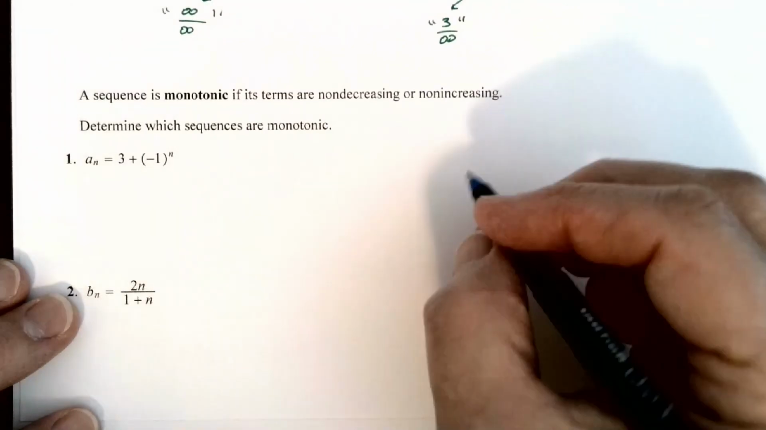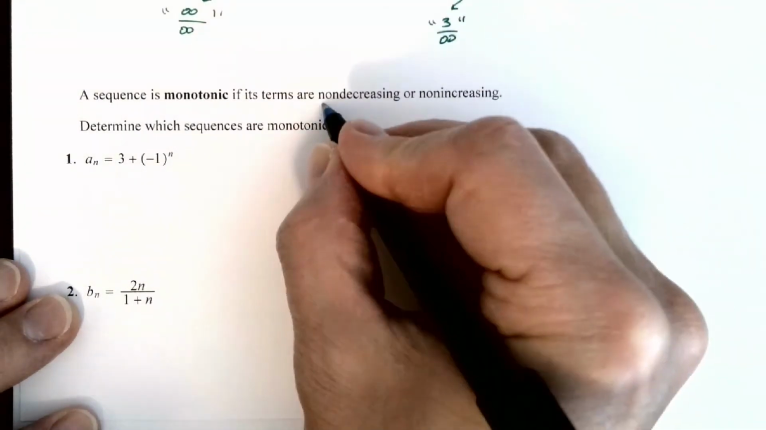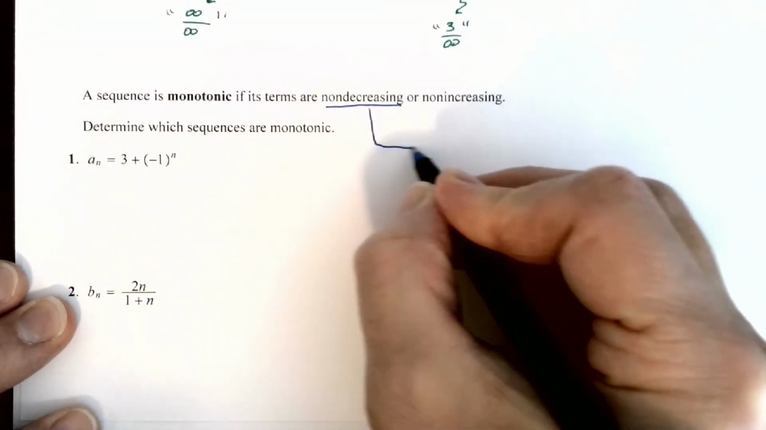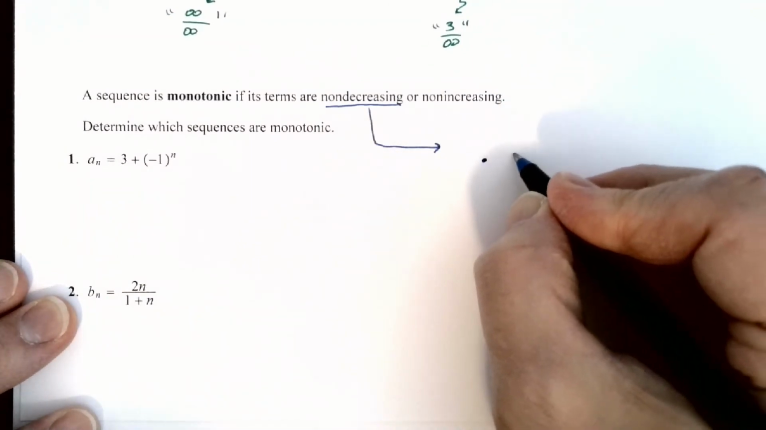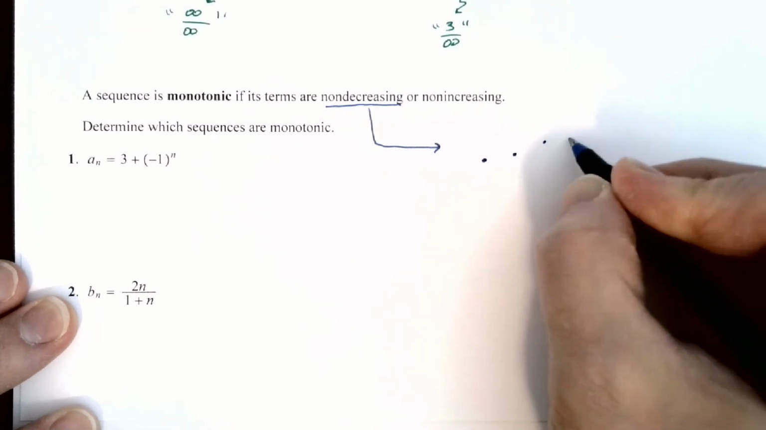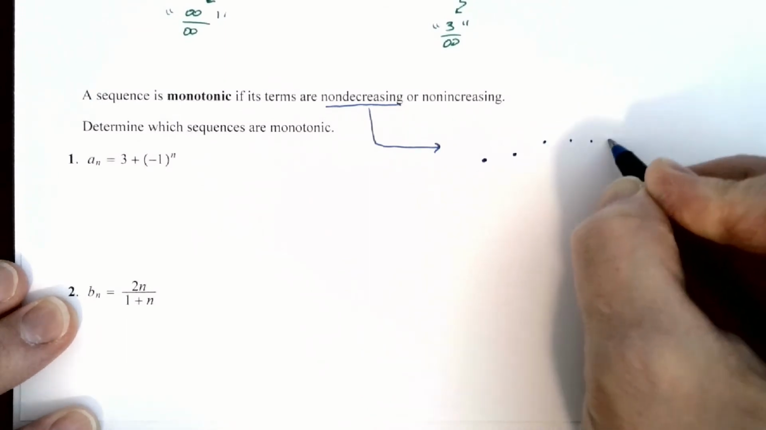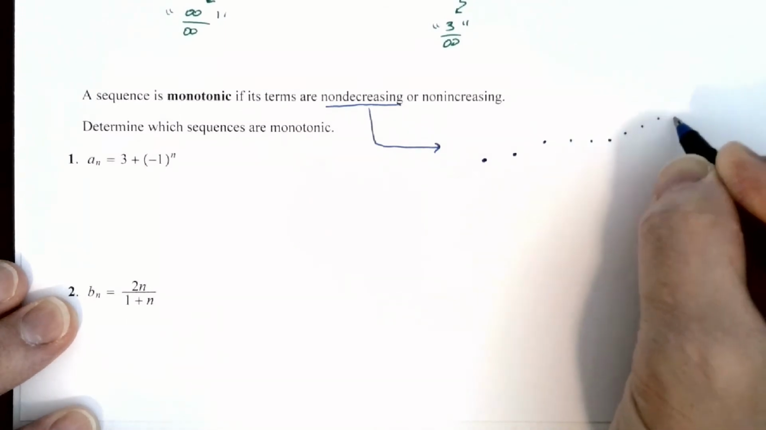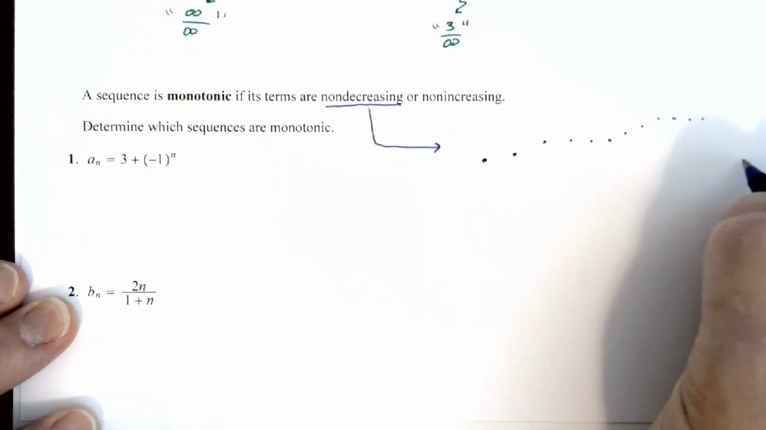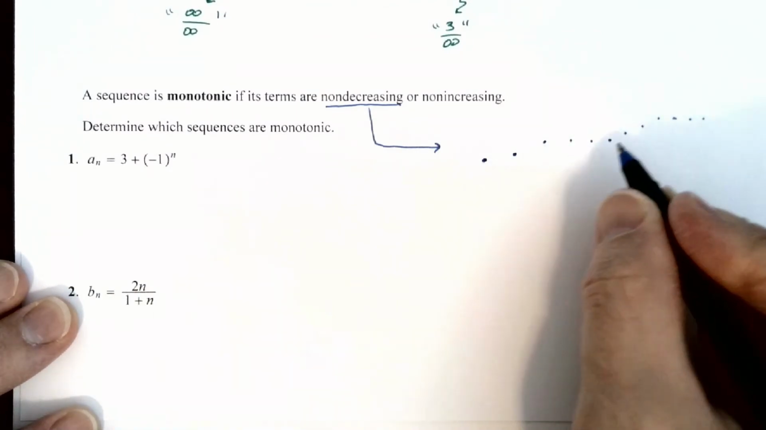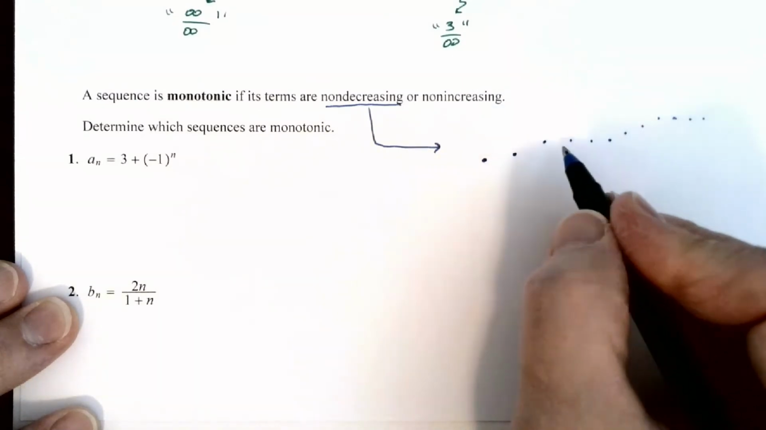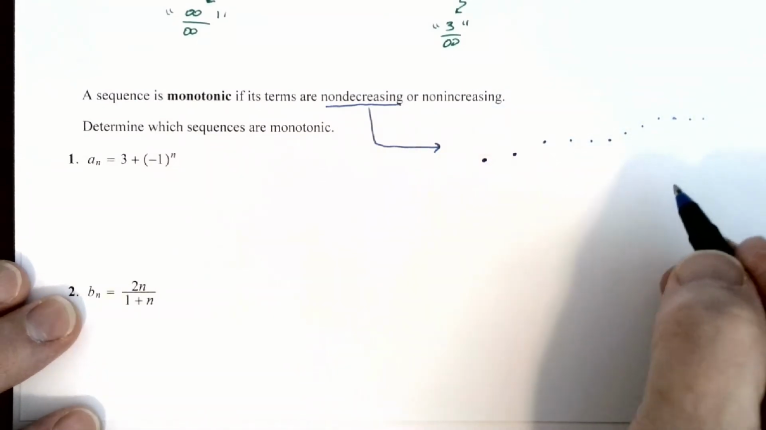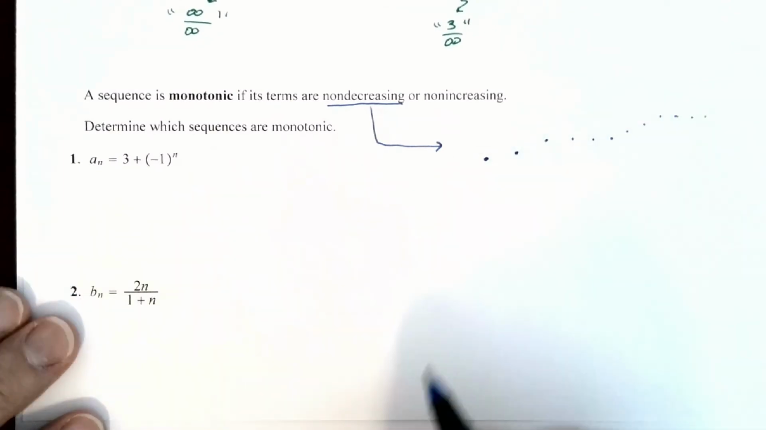So non-decreasing, if I'm doing non-decreasing, then the sequence, as I'm graphing it, values can go up or they can stay the same. They can't go down, right? So it's non-decreasing, always going up or staying constant. Non-increasing means I'm always going down or staying the same. Okay, that's what we mean by monotonic in this case.